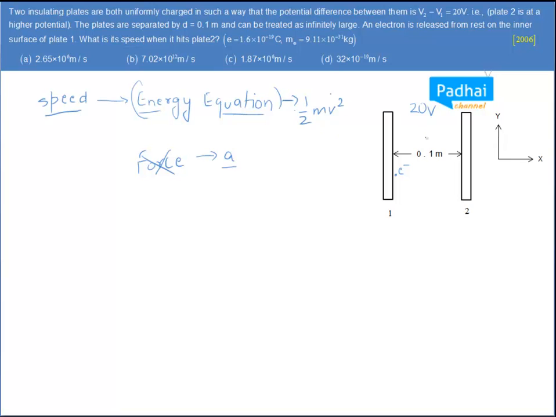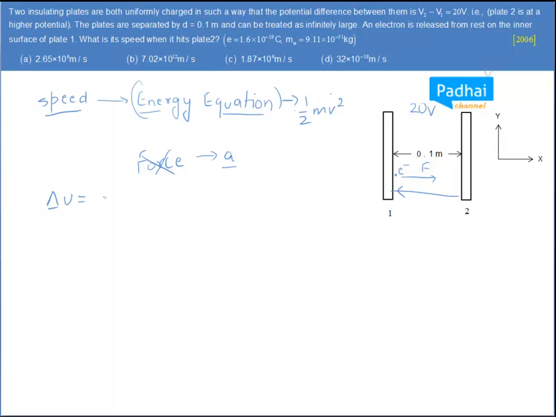So here, let us see what is happening when the electron is released. First of all, plate 2 is at a higher potential. That means the electric field will be going in this direction. That means on an electron, the force will be acting in this direction, so the electron will automatically move towards plate 2. While moving, it is going from lower potential to higher potential, and since it's an electron, it is losing its potential energy.